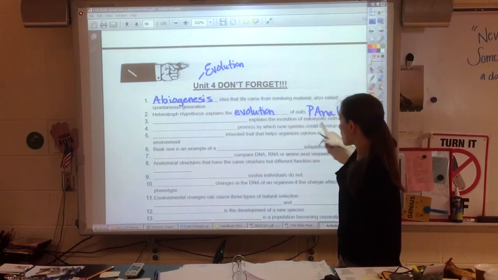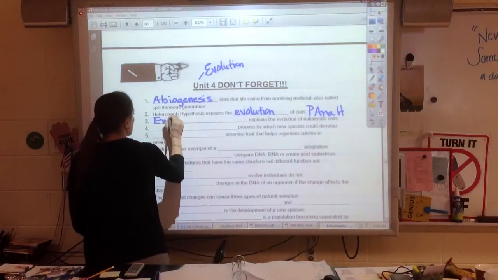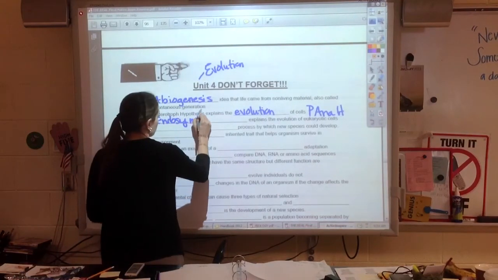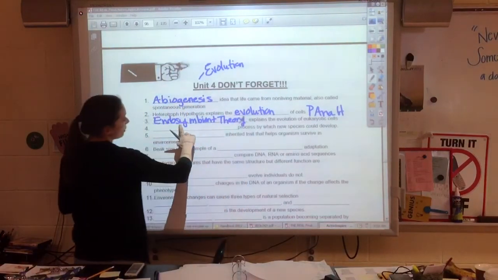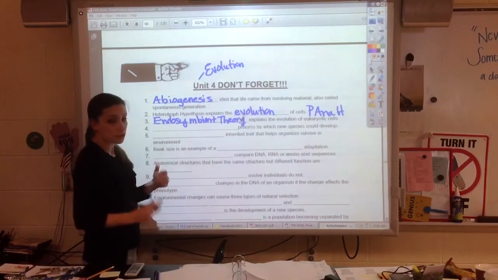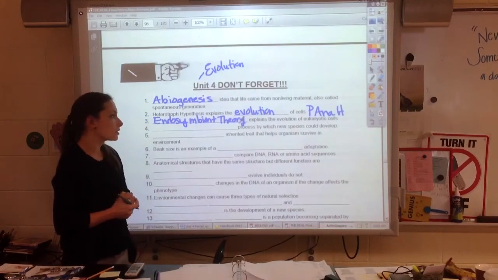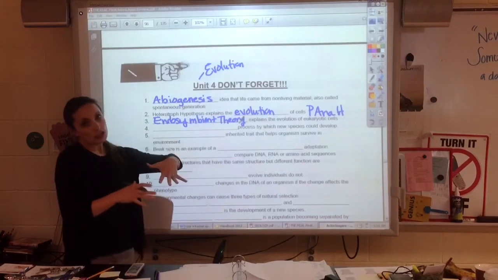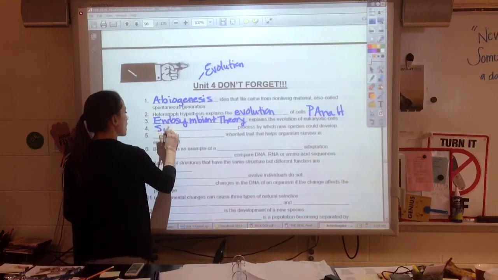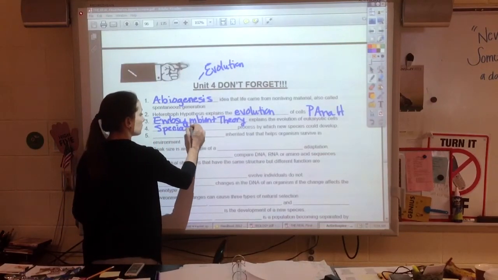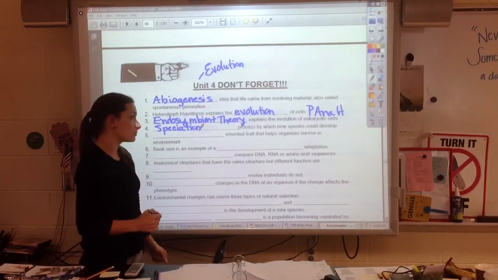We have a different explanation for where eukaryotic cells came from, and this is called the endosymbiont theory. The endosymbiont theory is the idea that small cells started living together, and that's how we got complex cells. If we look at changing so much over time that we eventually get new species, we call that speciation. And that usually happens because of geographic isolation.